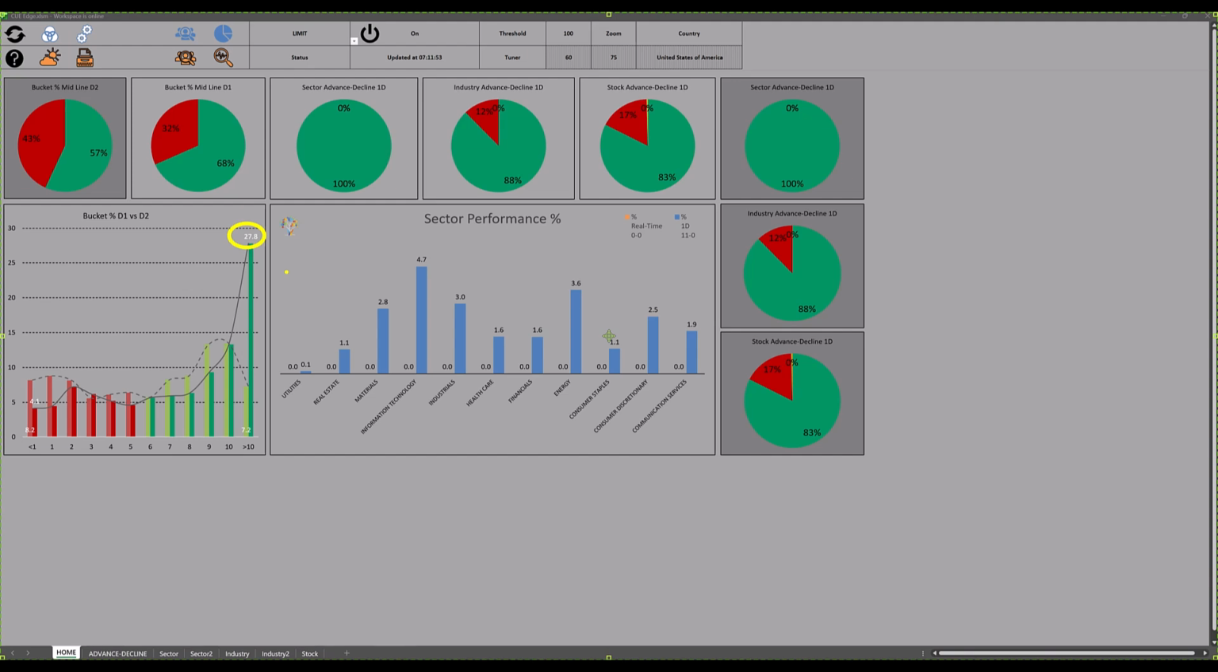It is not a sell signal, but if it starts to come down from there and the sector industry stock breadth turn bearish, that may be a time to look for short setups in overbought stocks, but not yet.